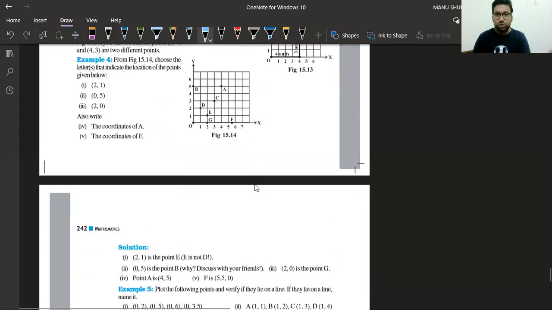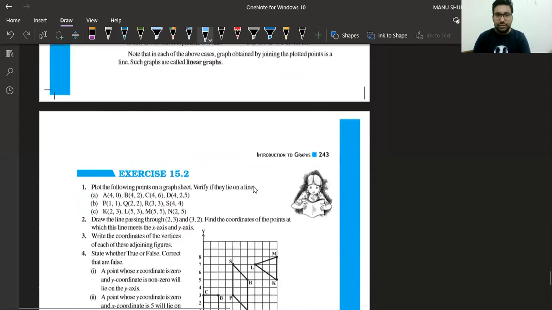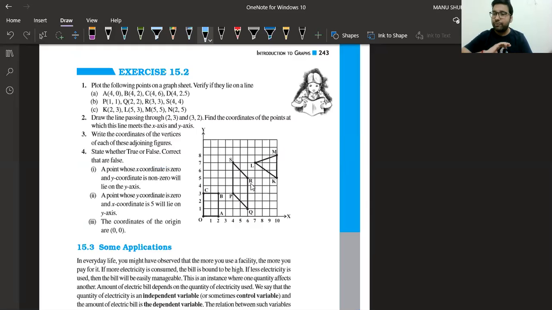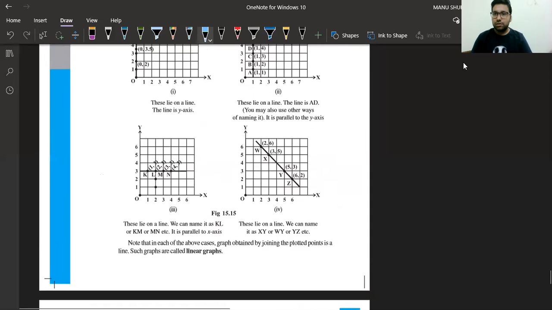Try these questions of exercise 15.2. I have made you people ready for all the questions of all the exercises. You can try them very easily. The concept that you have learned in the first class will only help you here also. Try to use that concept and find these things. Okay, let us stop the recording.